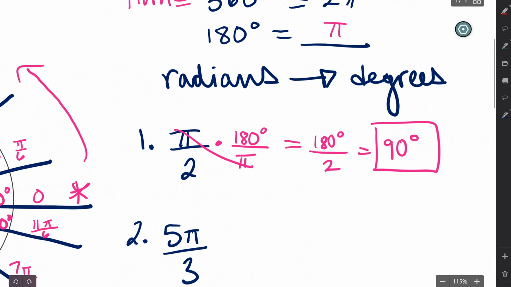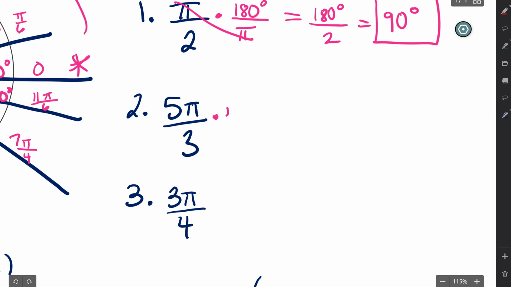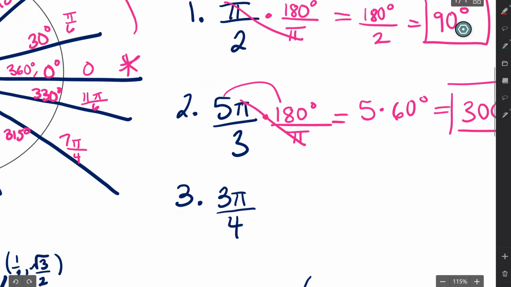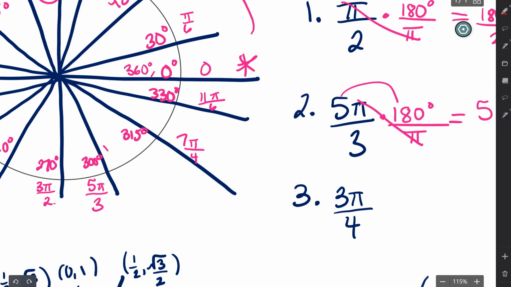Nice. Let's do a couple more. You want to use that same conversion ratio, 180 degrees divided by pi. In this case, your pi's do cancel out. It's a little bit more efficient to divide first. So if you divide 180 degrees by 3, you should get 60. 5 times 60 degrees will give you 300 degrees. You can also multiply by 5 first. It's just more efficient to multiply by smaller numbers. So that's why I divided first. And you can take a look at your unit circle. 5 pi over 3 is right here, which is 300 degrees.